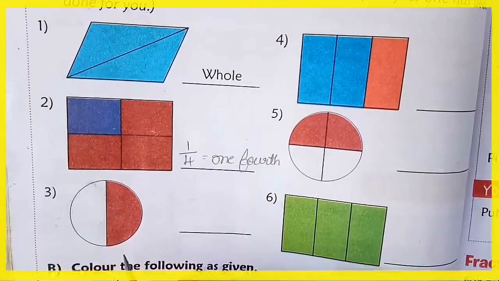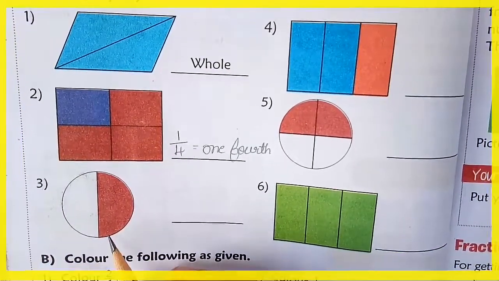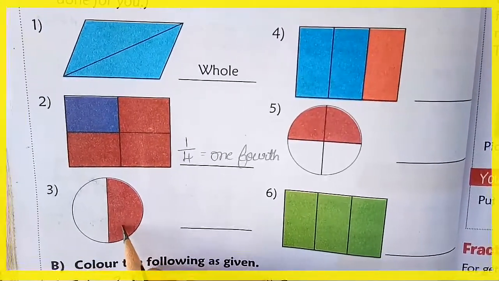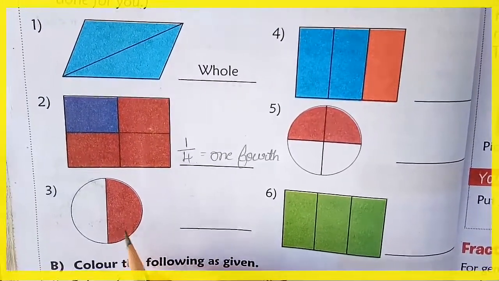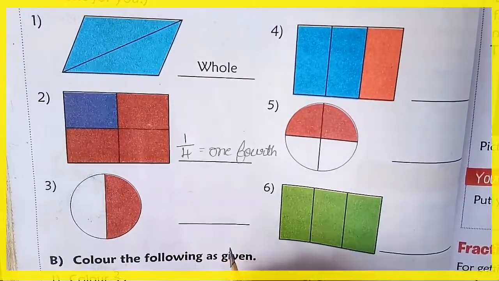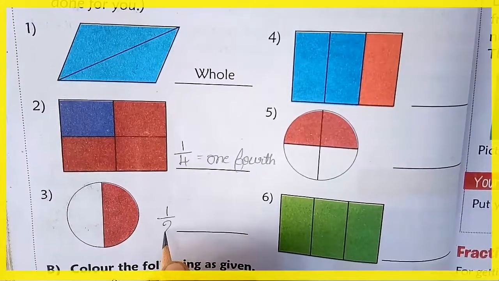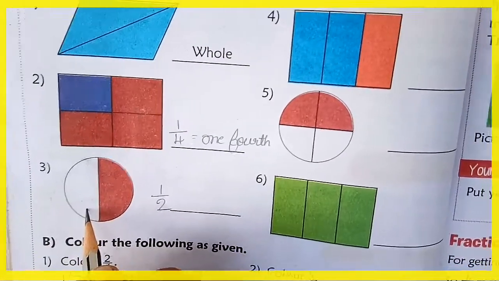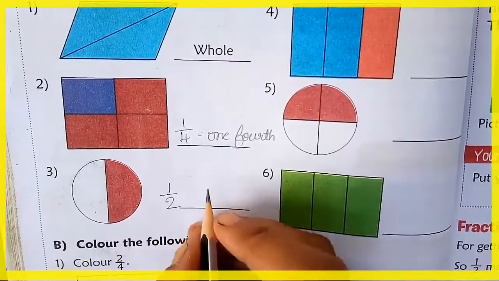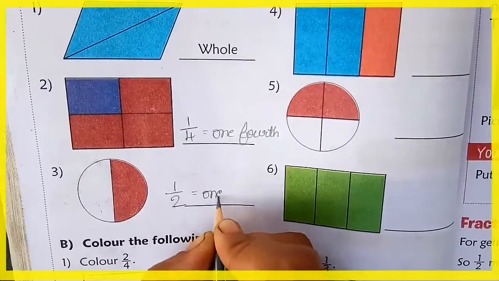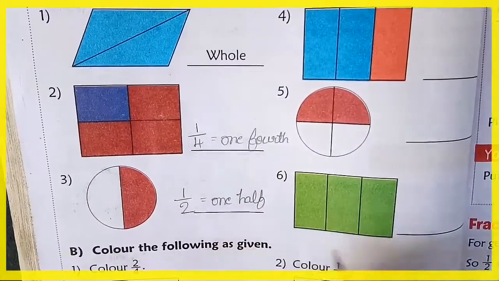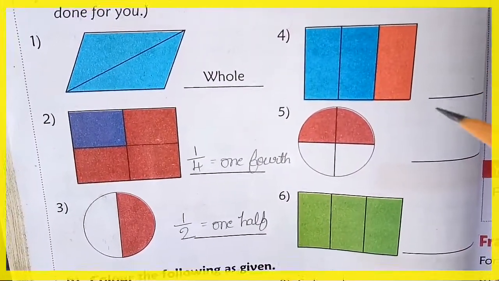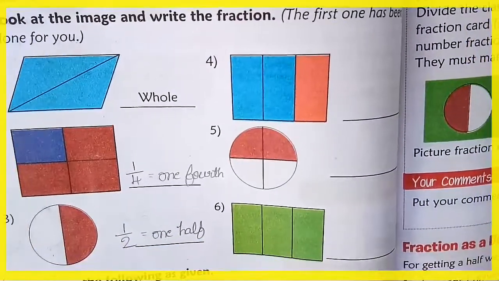So come to the third one. Here is one circle. This circle they divided equal into two equal parts. So in that they shaded only one part, right? What fraction does the picture show? It is 1 by 2, right? So this 2 indicates the total number of equal parts and 1 is the shaded part. So this I am writing as 1/2. Okay. So children, I showed the second and third one. In the same way you have to do the fourth, fifth and the sixth at home.